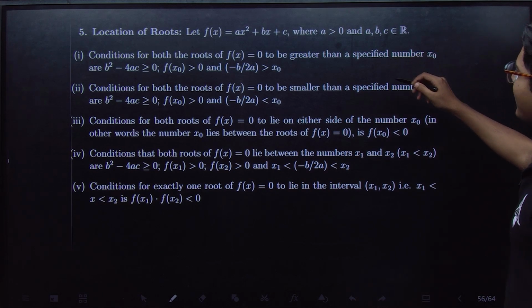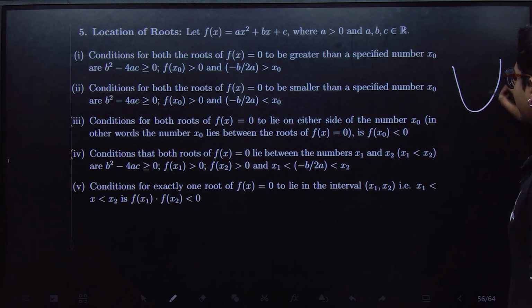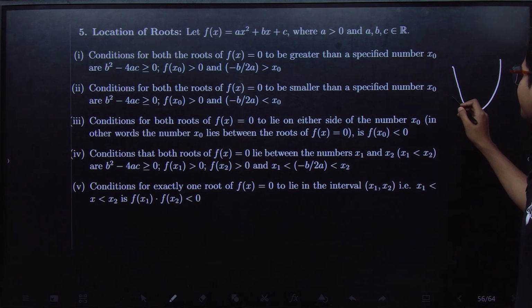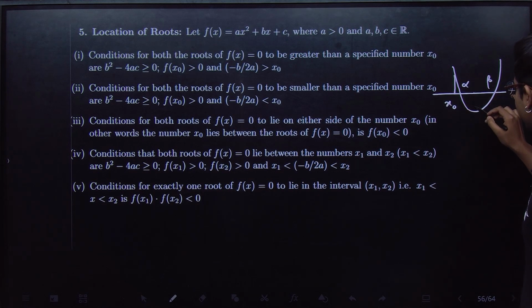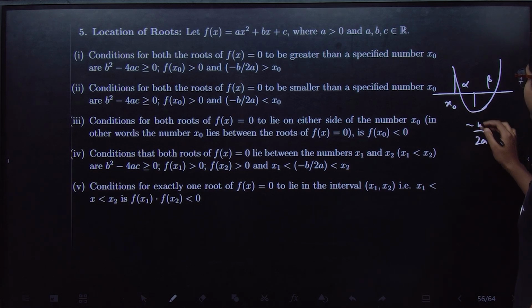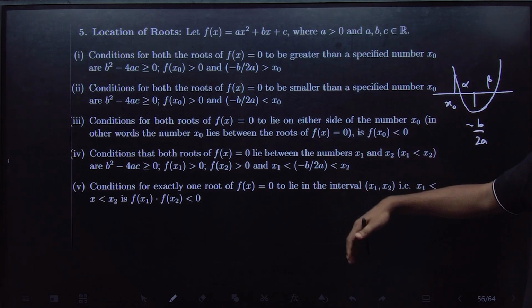So in this case we have, suppose a is positive, right? So it looks something like this. You want both the roots to be greater than the specified number x naught, right? Which means x naught is here, alpha and beta are here. So obviously minus b by 2a should be greater than x naught, f of x naught should be positive and the discriminant should be positive, right?